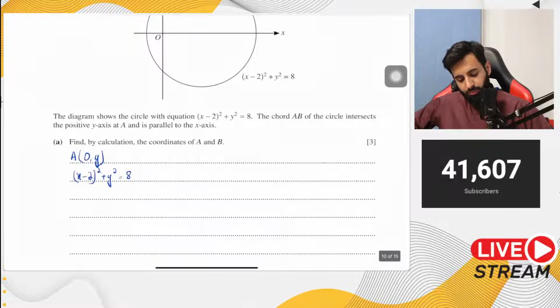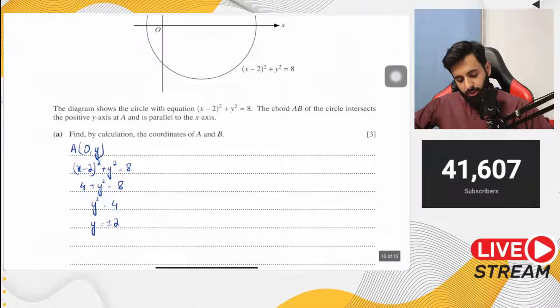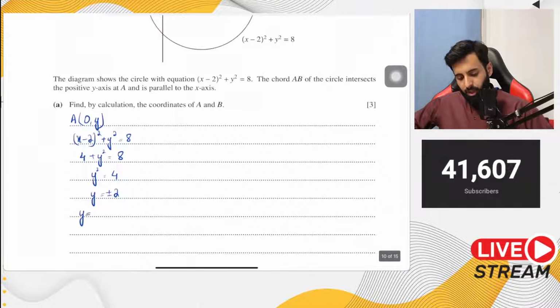So 0 minus 2 is minus 2. Minus 2 squared is 4. I've skipped a step over there. So y square equals what? y square equals 4. That means y is equal to plus minus 2. Now, obviously, the y of A will be positive 2. So we have the coordinates of A: 0, 2.